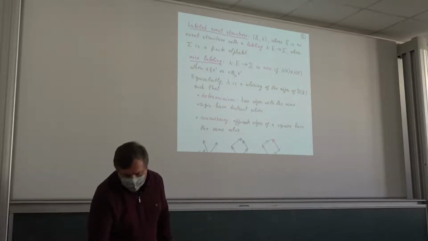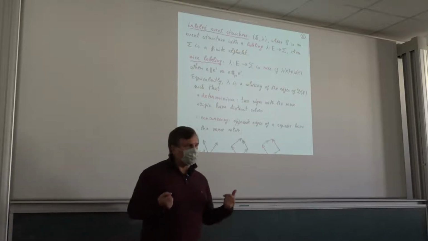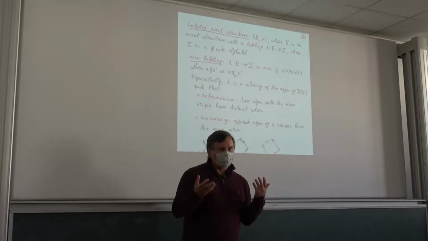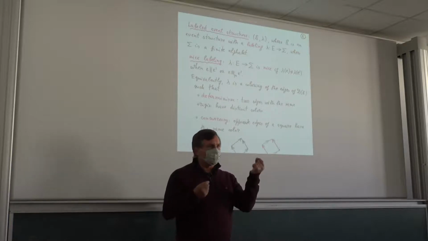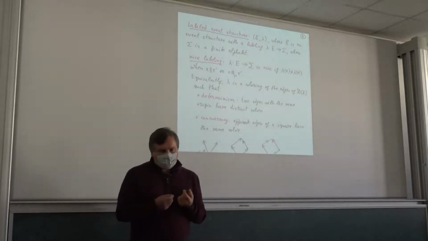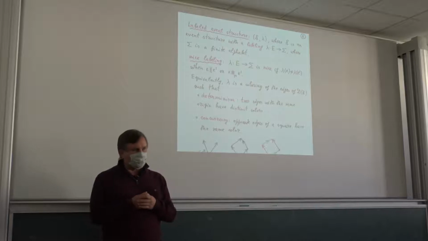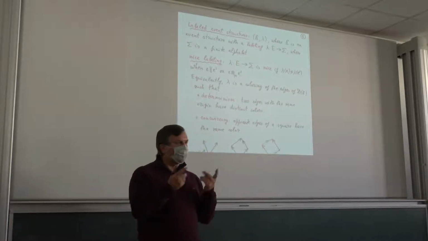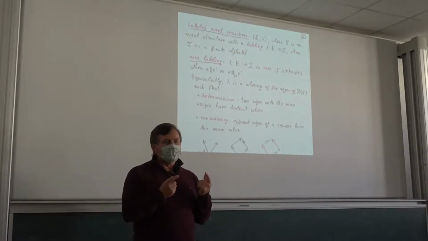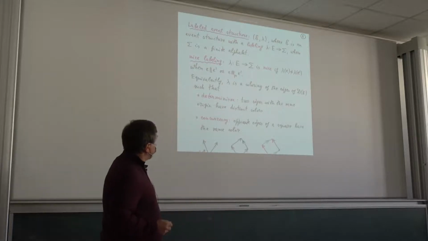And one important notion is a labeled event structure. You have an event structure and you label the events with letters from a finite alphabet. A nice labeling is a labeling in such a way that two events which are concurrent or in minimal conflict are labeled differently. This is the notion of a nice labeling.